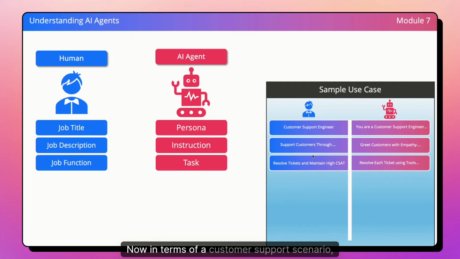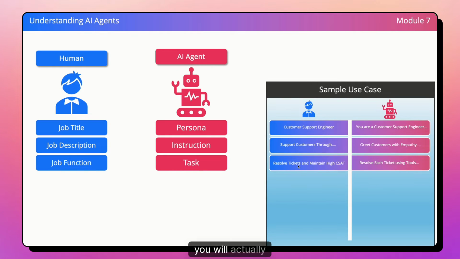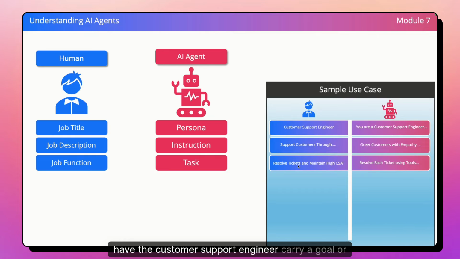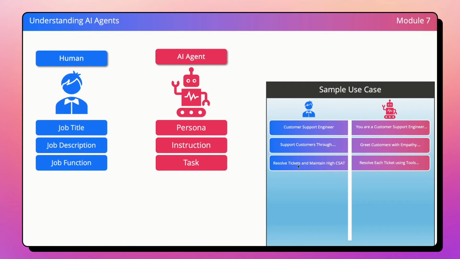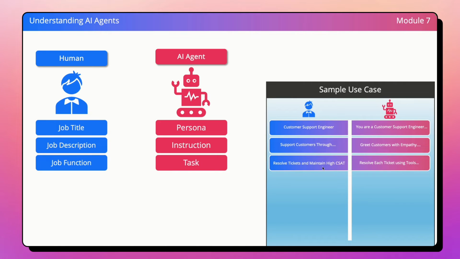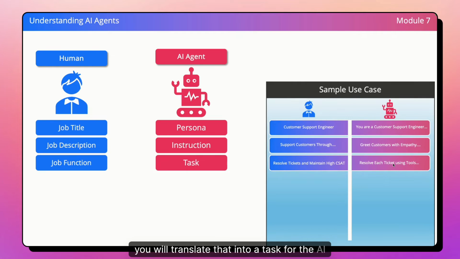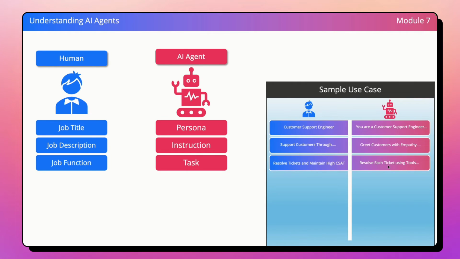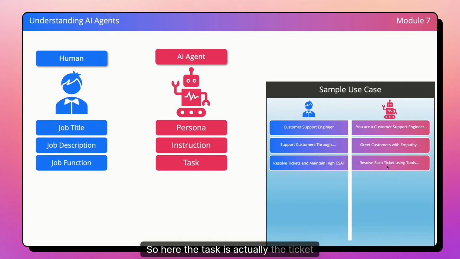Now, in terms of a customer support scenario, you will actually have the customer support engineer carry a goal or a specific metric that says resolve X number of tickets while maintaining a customer satisfaction level of 4.5 out of 5. Now, this is a day-to-day job and a specific task. So here you will translate that into a task for the AI agent: resolve each task using certain tools and using certain techniques. So here the task is actually the ticket which the agent has to resolve.